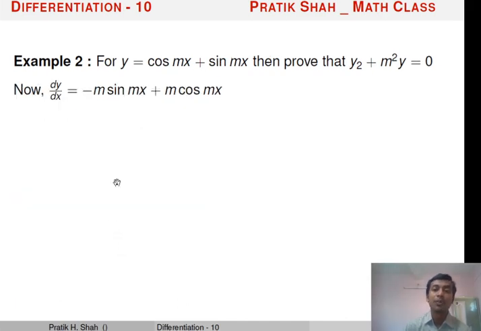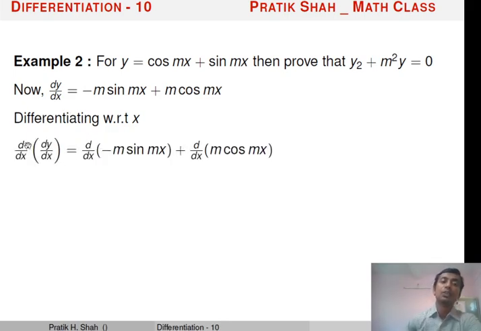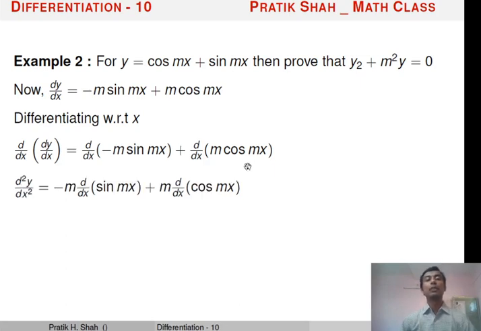Now we will find out y2. So again differentiate with respect to x. So d by dx of dy by dx is equal to differentiation of minus m sin mx plus differentiation of m cos mx. M is constant, so we are taking it outside. Here also we are taking it outside, and here we will have to apply the chain rule.